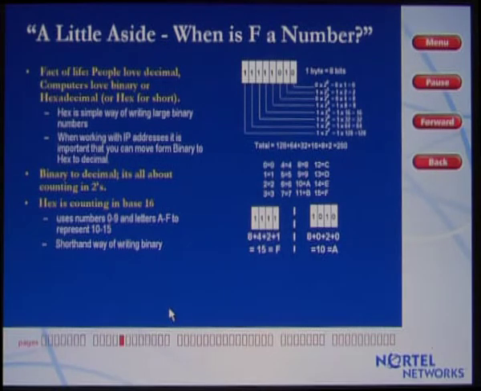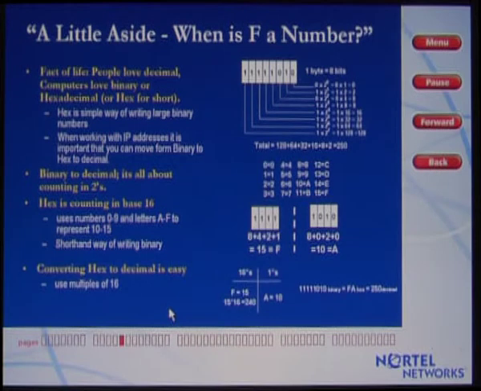If hexadecimal is the representation of numbers using base 16, how do you represent numbers from 10 to 15? You use letters A through F. This is important as it allows you to represent binary in shorthand. The binary number 11111010 can simply be written as FA. Conversion to decimal can now be achieved easily using multiples of 16. FA is equal to 16 times 15 plus 10 times 1, which equals decimal 250.